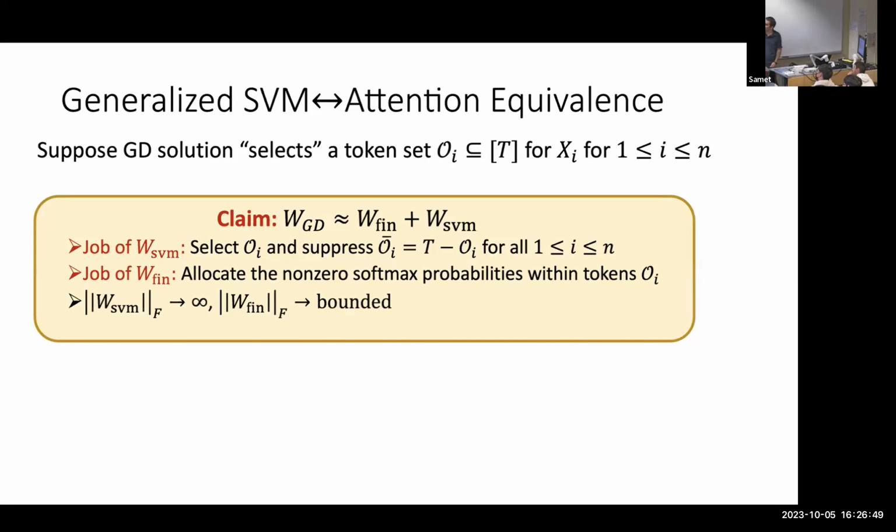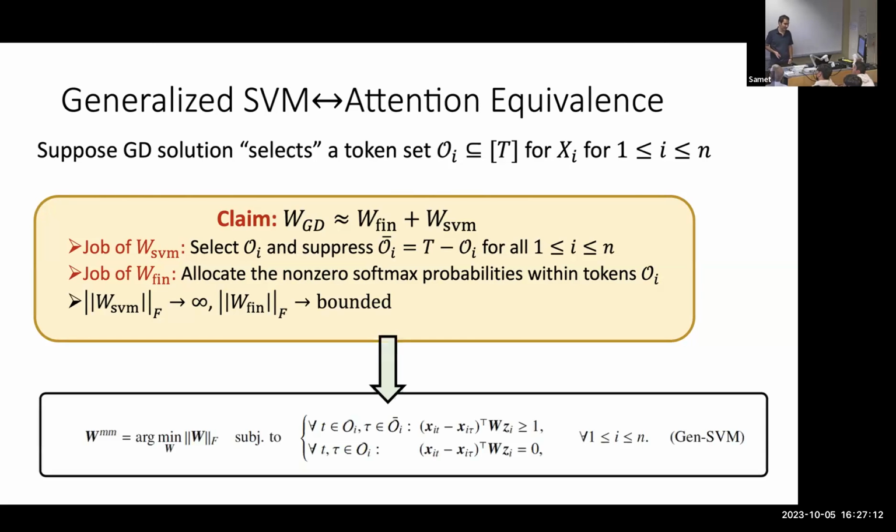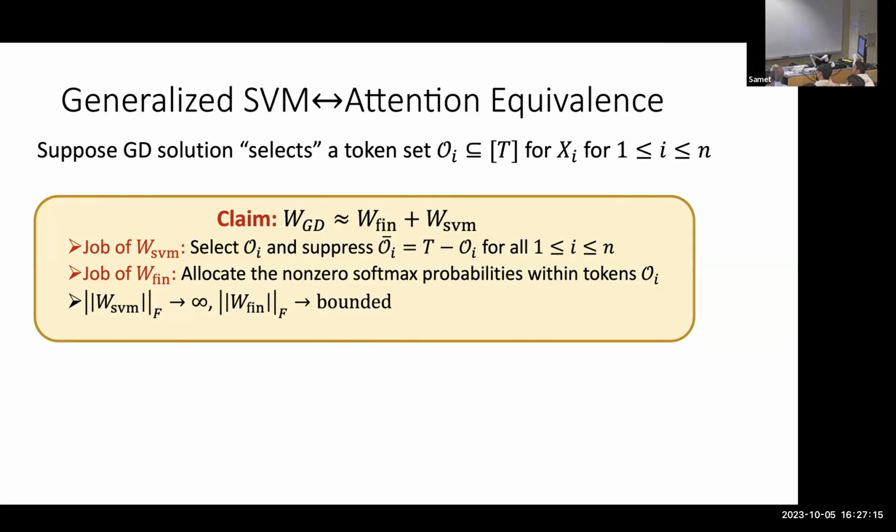The idea is that the SVM solution will go to infinity, so that OI is selected, and the finite term will allocate the softmax probabilities. Suppose you are selecting 4 tokens: do you want to assign them 25% each, or 10, 20, 30, 40? WFIN will do that assignment. What I'm saying here is pretty broad: you train everything, you find the W, and this is what happens. It's not about 1 layer, 2 layers, or 20 layers.